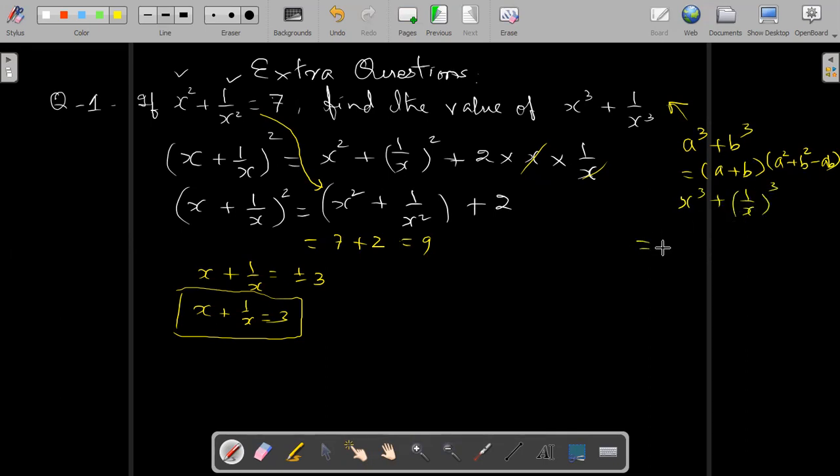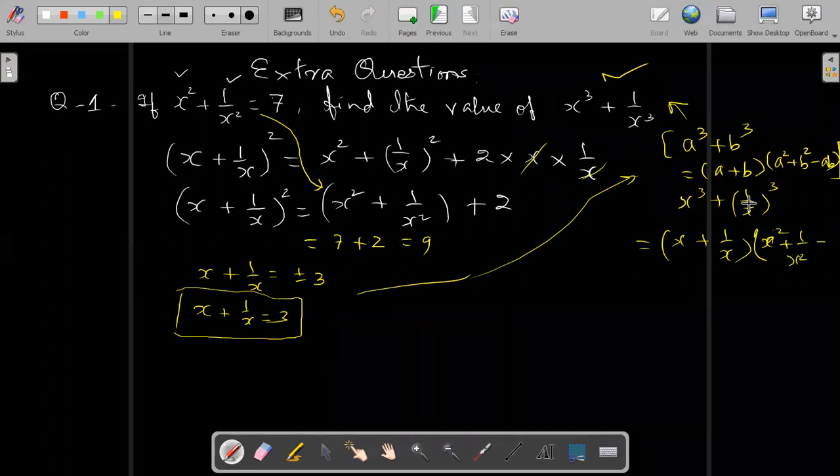will be equal to what? x plus 1 by x. I'm doing this question continuously. After this step, you can show this formula also in the exam. This is the formula that we are applying here to get this value. And a square means x square, plus 1 by x square, and minus ab. ab means x into 1 by x, so that is 1. And x plus 1 by x, this value.